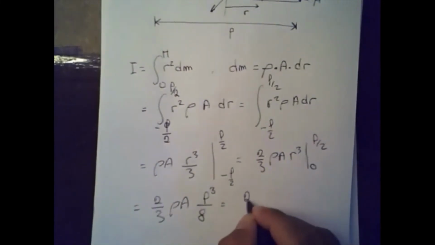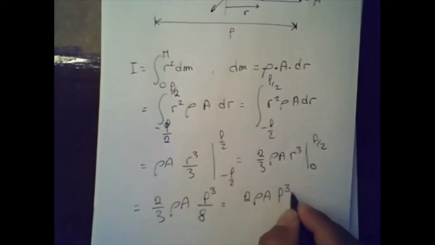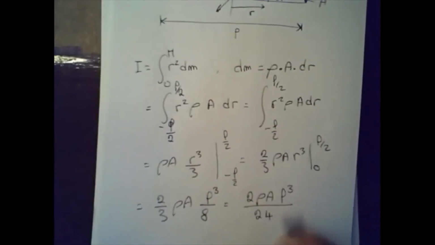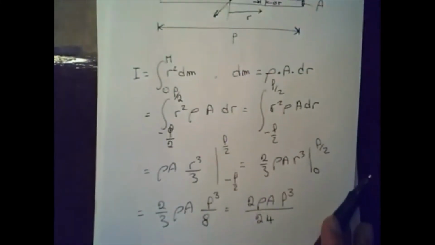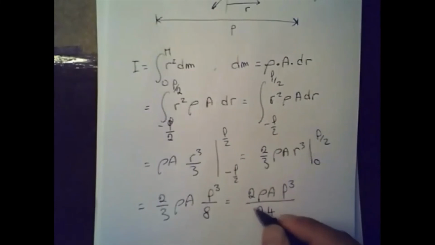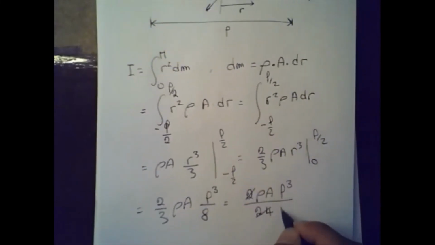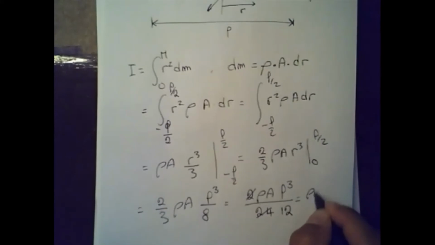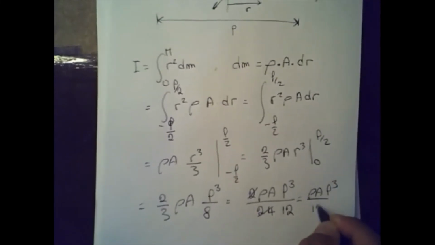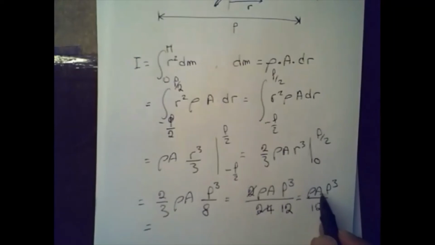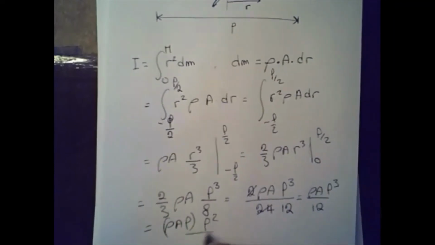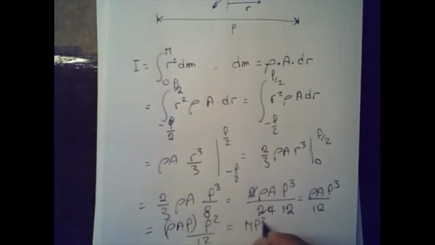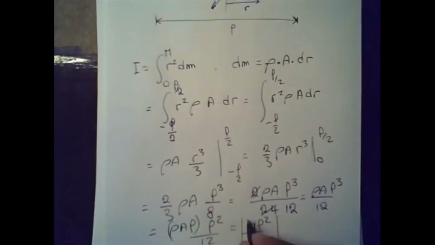All right, so it is 2 rho A L cube over 24, right? But what is the mass of the bar? How can I get the mass of the bar? So 2 and 24 will actually be equal to 12. So rho A L cube divided by 12, and I believe that rho times A times L is actually equal to the mass. Rho A L multiplied by L squared over 12, which is actually equal to ML squared over 12. And this is our answer.